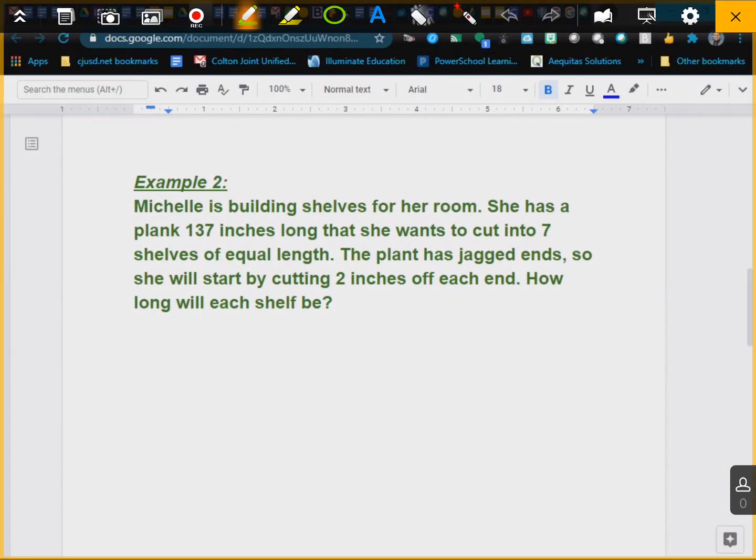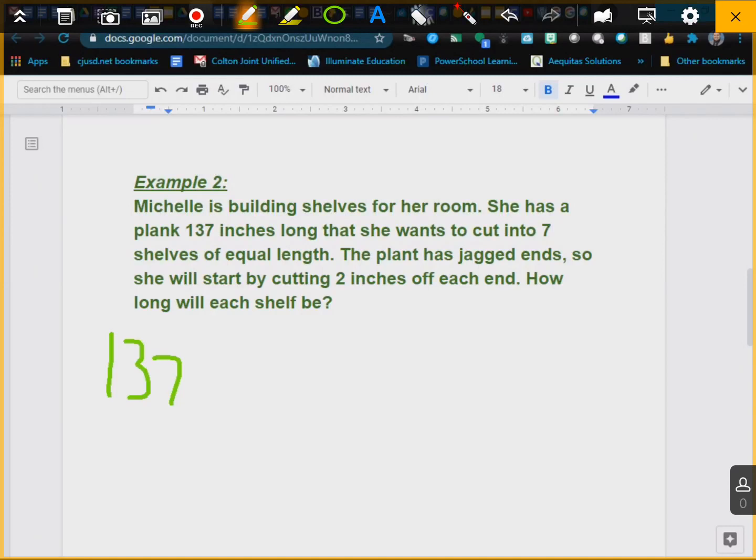Number 2, Michelle is building shelves for her room. She has a plank that's 137 inches long, and she wants to cut it into 7 shelves of equal length. Now the plank, not plant, sorry, it's plank. The plank has jagged ends, so she will start by cutting 2 inches off each end. How long will each shelf be?